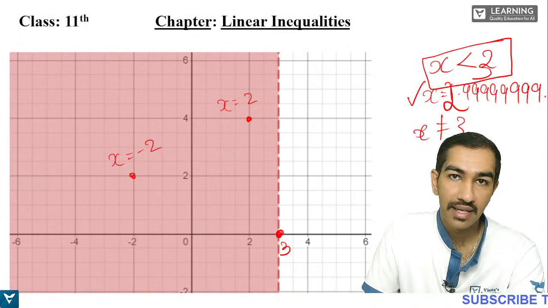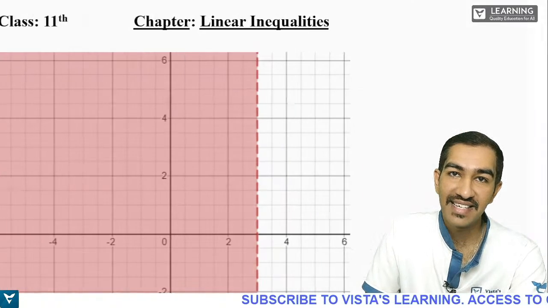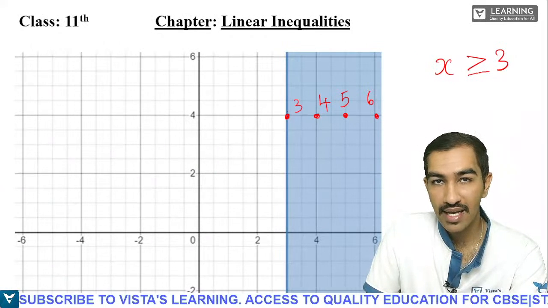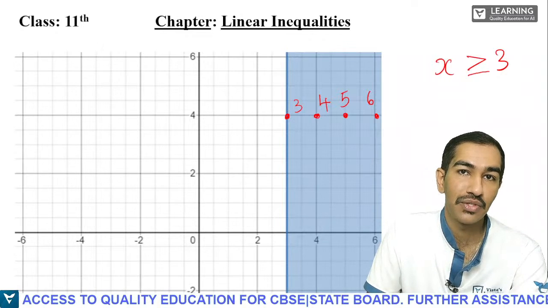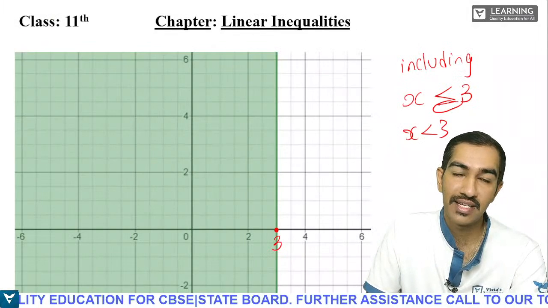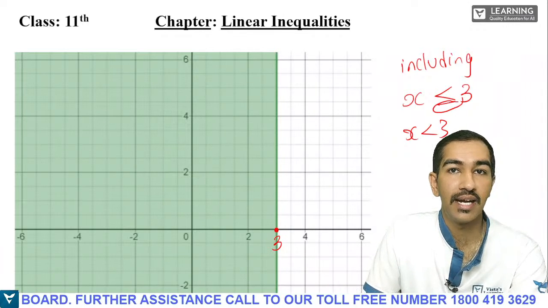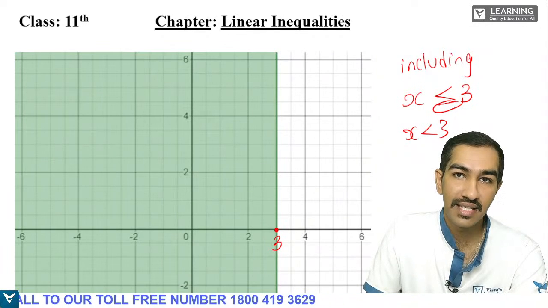That is why we shaded the left portion with a dotted line, meaning we are not including 3. Next one, x is greater than or equal to 3. We are including 3 as well as the values higher than 3. So you see a solid line and the right side portion is shaded. Moving on to the next one, x is lesser than or equal to 3 means we are including 3 and also the values lesser than 3. So this is what we have seen in the recap.